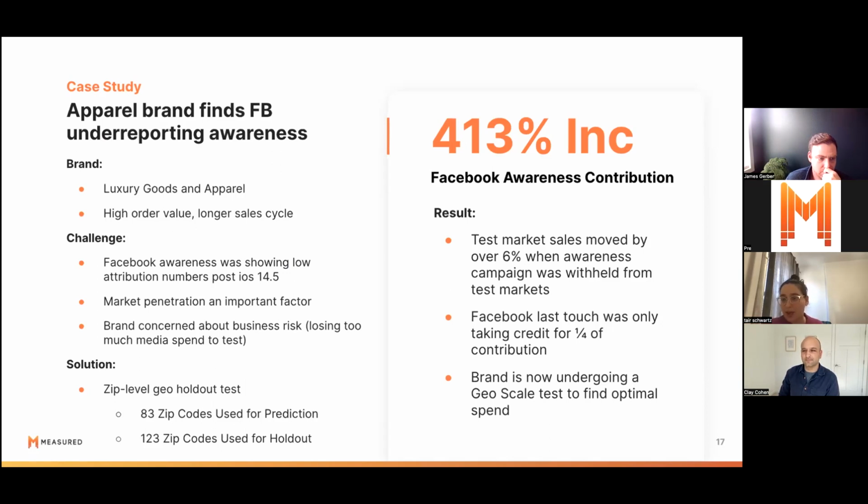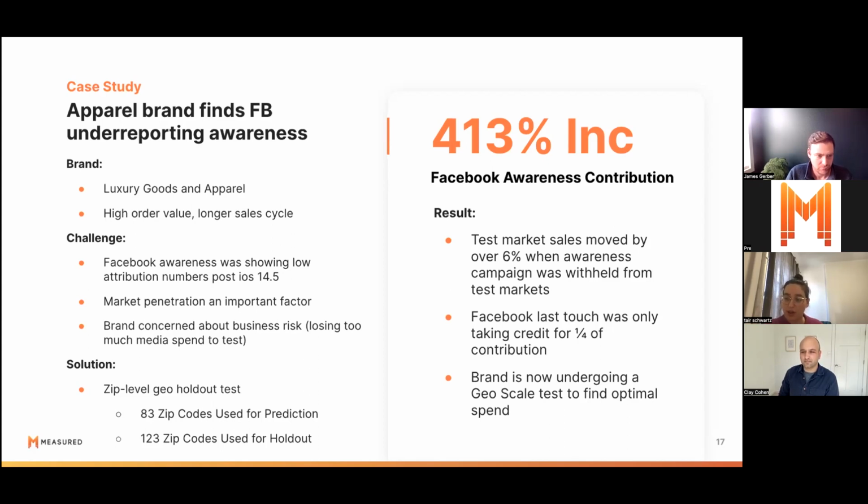So the brand that we tested is a luxury goods brand. And the reason it's important to note is that it's a high order value, and so there's a longer sales cycle. These brands are exactly the brands that are going to suffer more from these changes, meaning the look back windows have become more difficult. They become shorter.